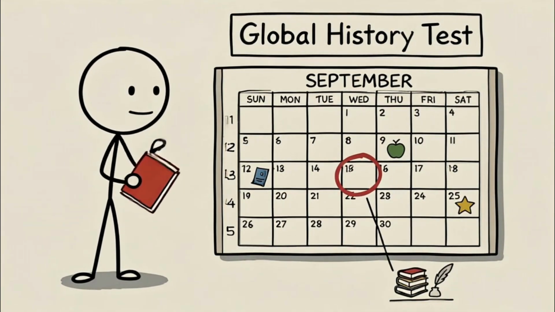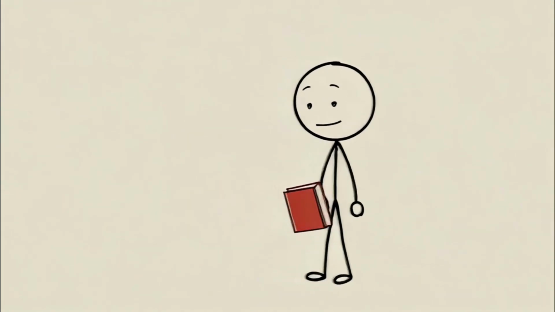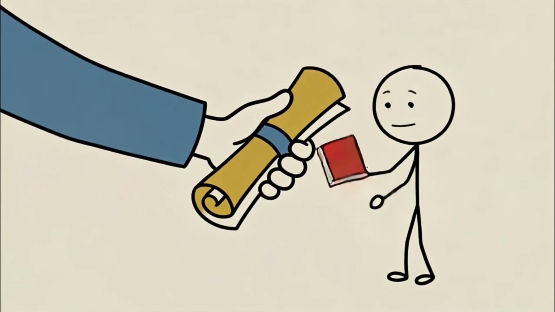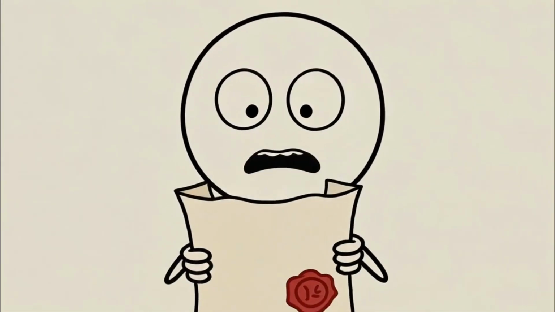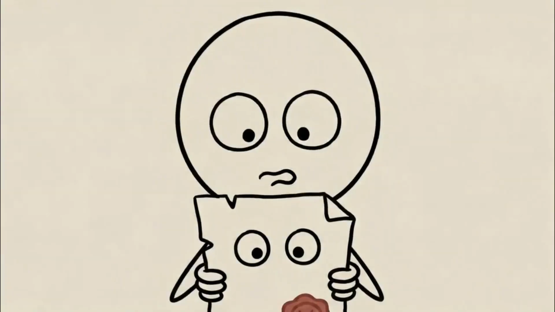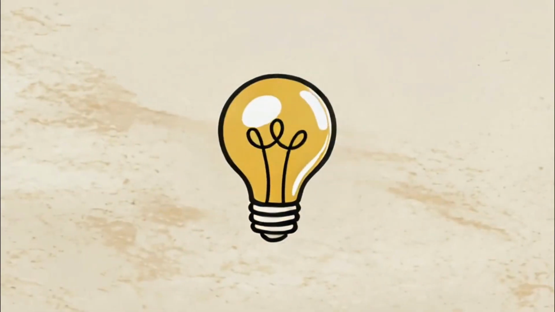Meet Bob. Tomorrow, Bob has a global history test. Unfortunately, Bob has a problem. His teacher hands him a historical source and asks him to analyze it. Bob stares at the document. Then the document stares back. Bob panics. What am I supposed to do with this thing?